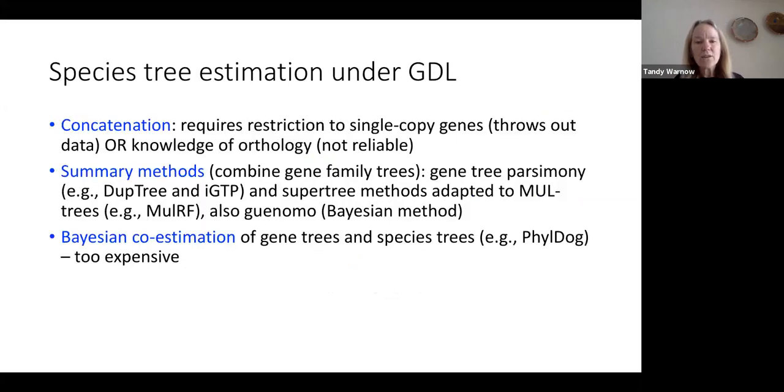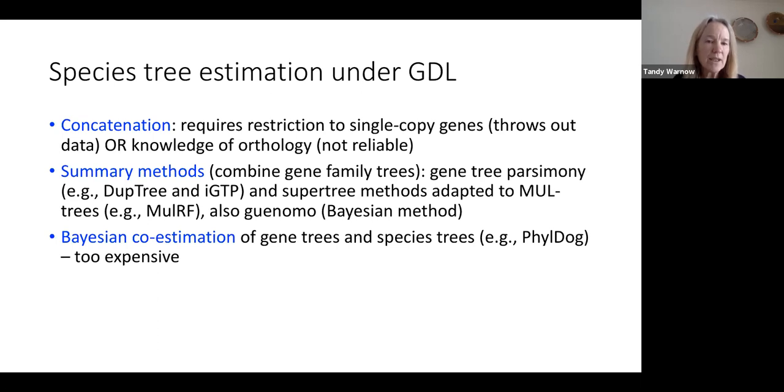Okay, so under gene duplication loss, just like under incomplete lineage sorting, there are these different categories of methods: concatenation, summary methods, and coestimation. Like ILS, coestimation is too expensive, so people don't use it. Summary methods do exist. The most common ones are like gene tree parsimony approaches, but there's also supertree methods. And then there's a Bayesian method that's been developed as well. I will talk a little bit about them in a second, but concatenation is actually really interesting to talk about.